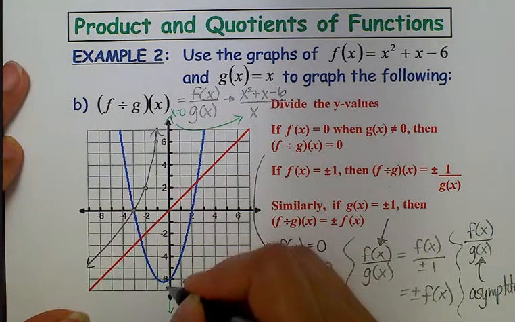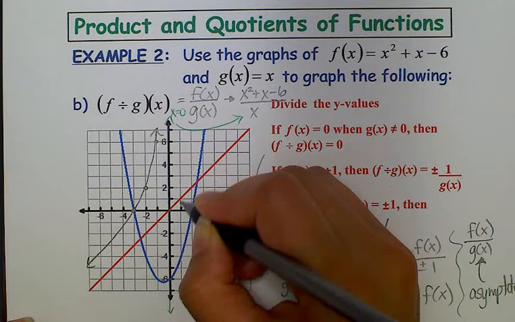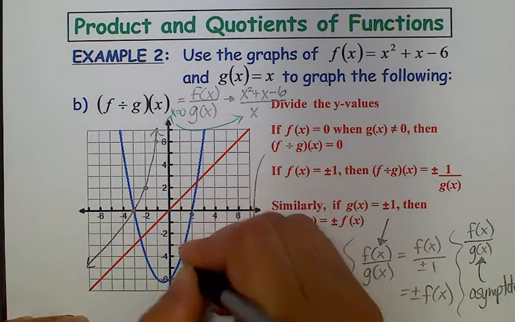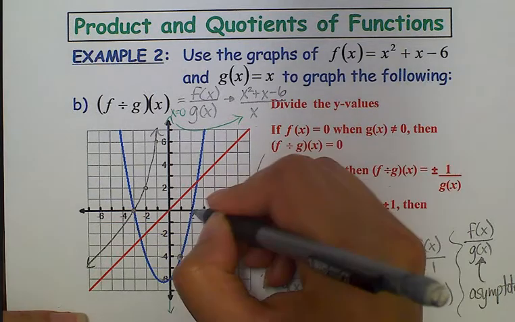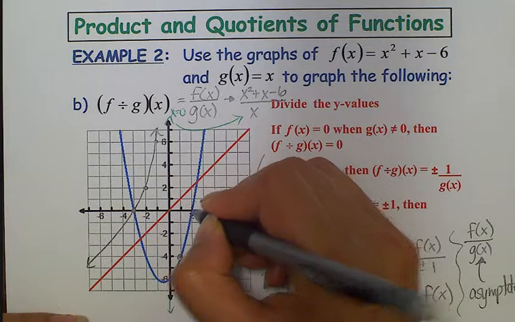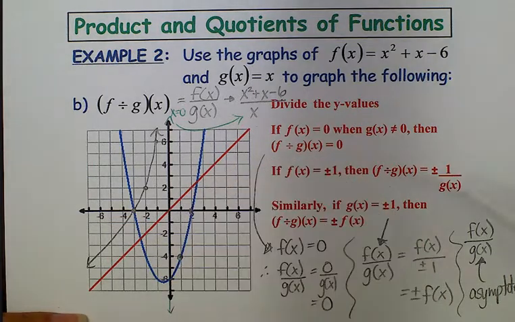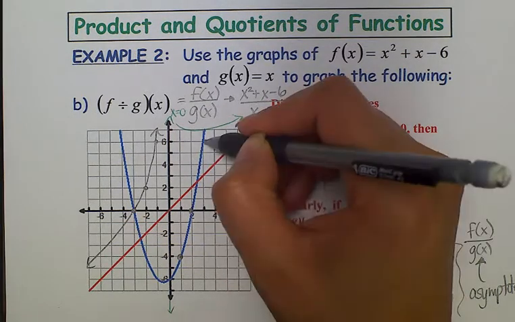So let's continue with our blue graph. So here's another point at x equal to 1. So I have negative 4 divided by 1, which is equal to negative 4. Let's look at x equal to 2. I have 0 divided by 2, which is equal to 0. Remember, I'm looking at the x coordinates to find the corresponding y coordinate. Let's look at the next one. I have 6 divided by 3, which is equal to positive 2.